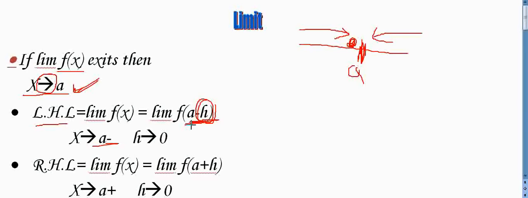Similarly, right hand limit, RHL: here x tends to a plus, because we have to take a value greater than a, and similarly h tends to 0, f of a plus h. This will give you a value greater than a.